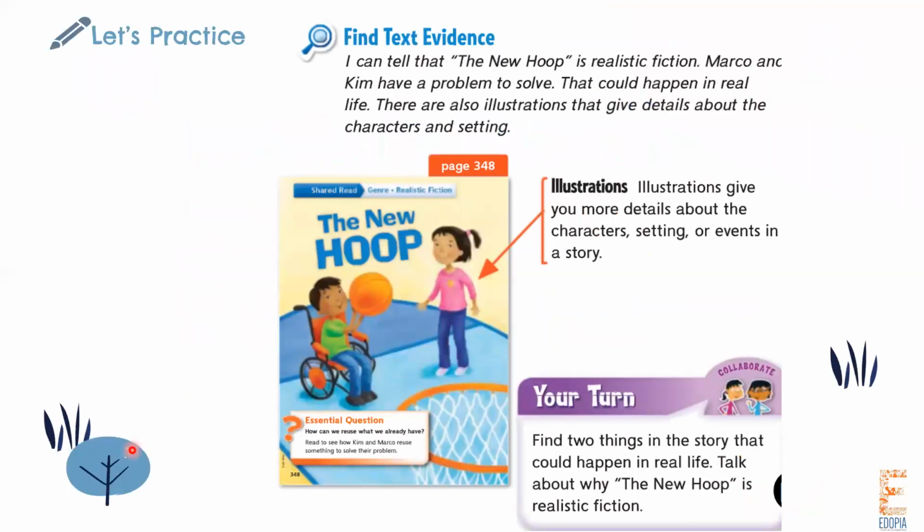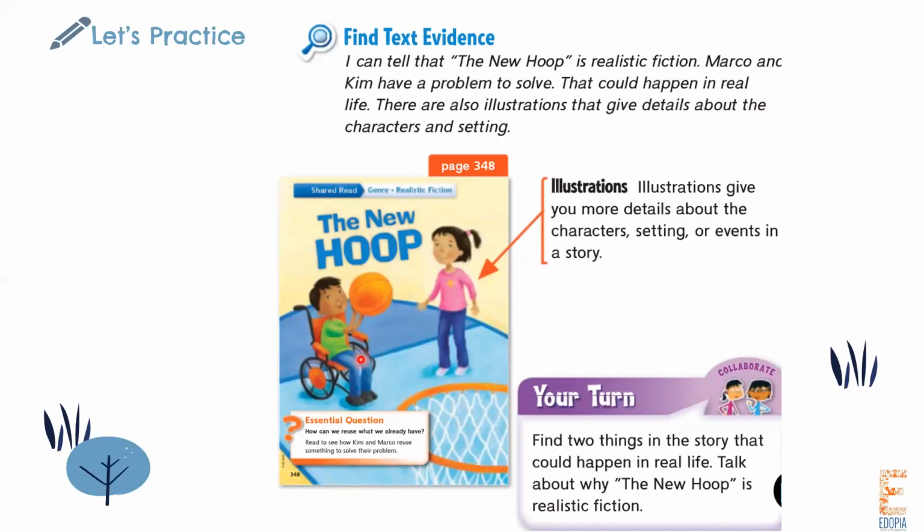Let's do this example. This is the story that we are going to read in our next lesson. By just looking at the image, do you think it's going to be a realistic fiction or not? Now here is a girl and there is a boy who's on a wheelchair and they're playing basketball. Now is that an event that can happen for real? Yes or no? Yes, it is something that can happen for real.